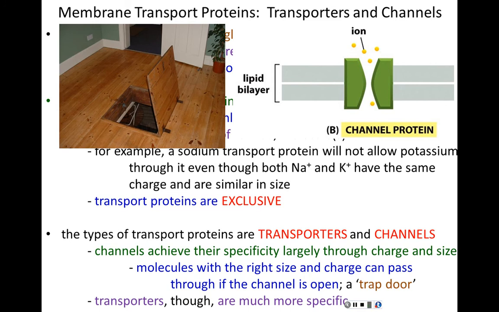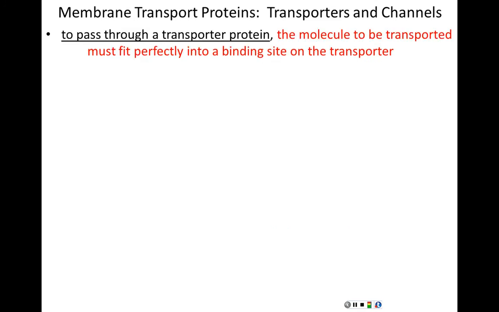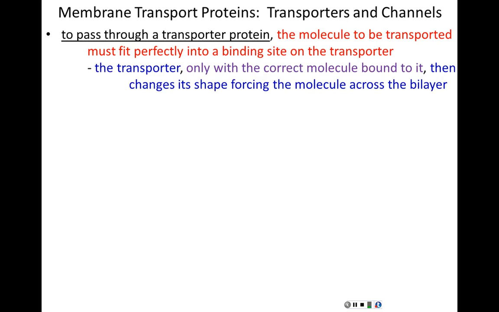Transporters are a little bit different. Transporters are a little bit more specific. To pass through a transporter protein, the molecule has to fit perfectly into a binding site which is on the transporter, like a key into a lock. It's not just the simple matter of right size, right charge. It is the complete three-dimensional shape of the molecule to be transported, which must fit perfectly into a binding site on the transporter. The transporter, only with a perfect lock and key fit, only with the correct molecule bound to it, will change its shape, squeezing that molecule across the bilayer.